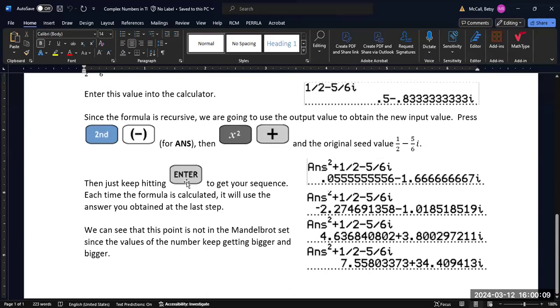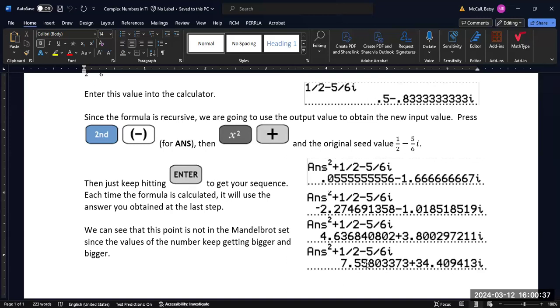And for this example, I'm going to then hit enter, and it's going to, again, square that previous value and then add this number back in. And then I'm going to keep hitting enter because this is going to take my now previous answer and add that value back in, and then again and again. And what I want to see is, do the values in my list here stay small, or do they get bigger and bigger and bigger?